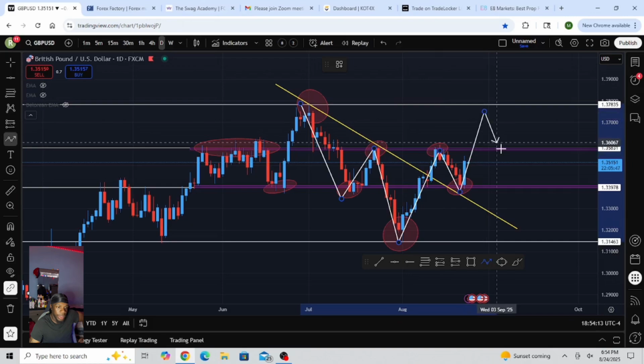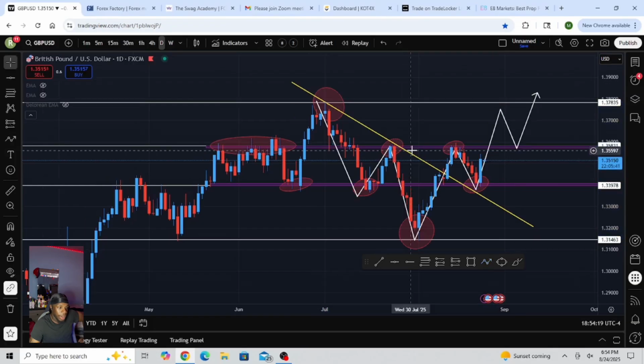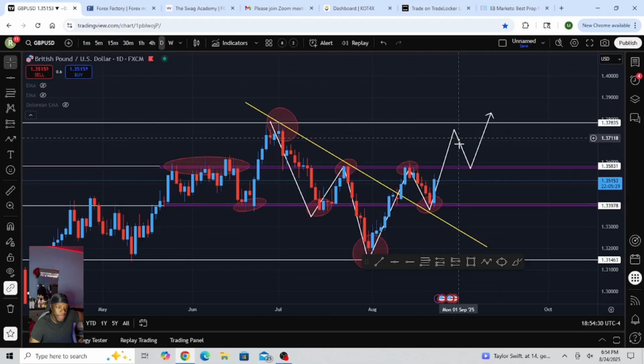And then conservative approach would be to wait for this. So we would have to wait for the break of the neckline, which matches up with our daily level of resistance at 135.831, and then we can assume that the bearish trend is turning to a bullish trend.